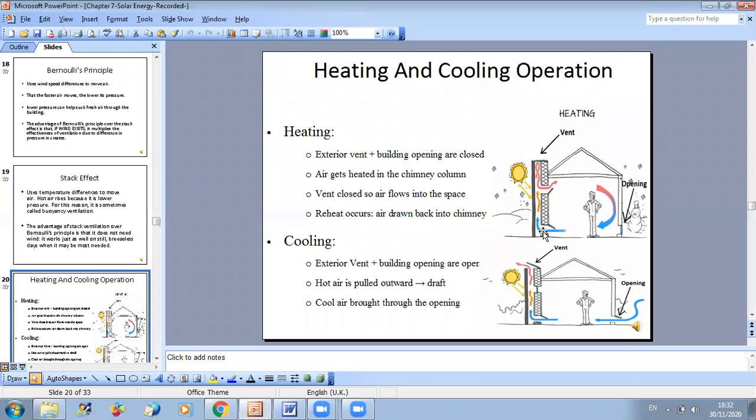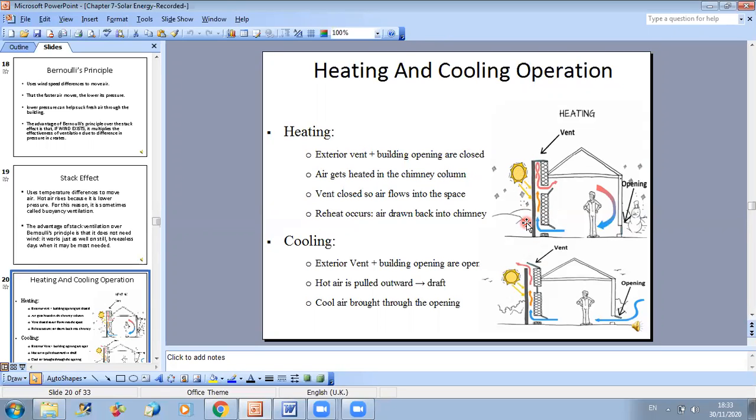Okay, so first let us consider the heating season. Here we rely on stack effect, on rise of air due to solar heating. So as you can see here, you have a facade. This facade is exposed to sun. In general, we put our system on a facade that is exposed a high number of hours to sun, even in winter.